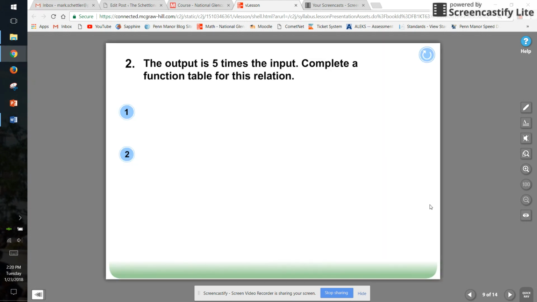This time it says the output is 5 times the input. And when I think of the word times, I think of multiplication. So what would my function rule look like? It would look like, well, 5 times x. And we remember from our last unit that in algebra, that says 5 times x. Let's take a look at what our table would look like.